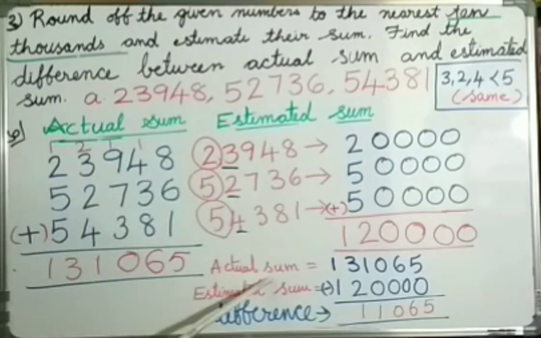Now we have to find the difference between the actual sum and the estimated sum. The actual sum is 1,31,065. The estimated sum is 1,20,000. After subtracting, the difference is 11,065.